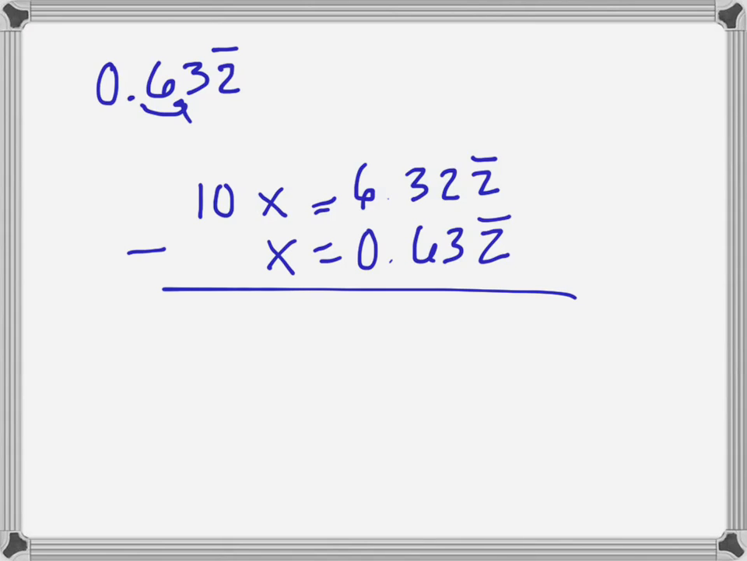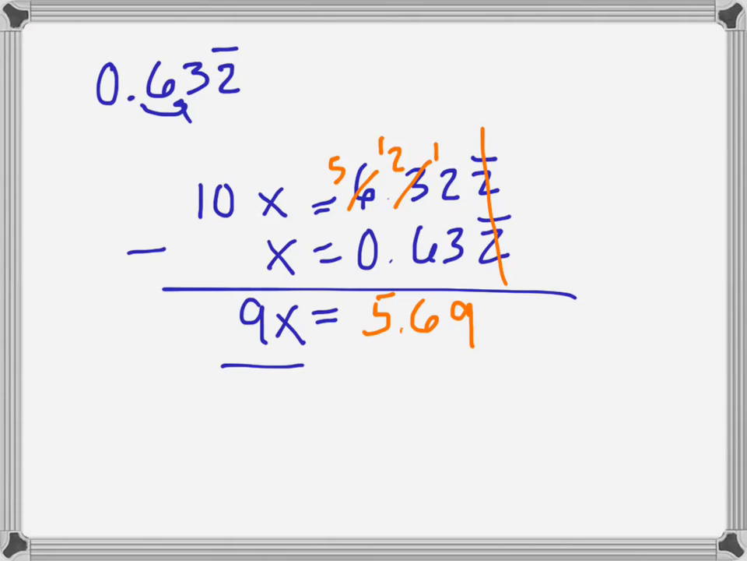Okay, and then I subtract. All right, so 10x minus x is 9x. All right, on the right, my repeating 2's cancel. All right, and then 2 minus 3 I'll need to carry a 1. 12 minus 3 is 9. 2 minus 6 I'll need to carry again. 12 minus 6 is 6. And 5 minus 0 is 5. And I do have a decimal point in there, 5.69.